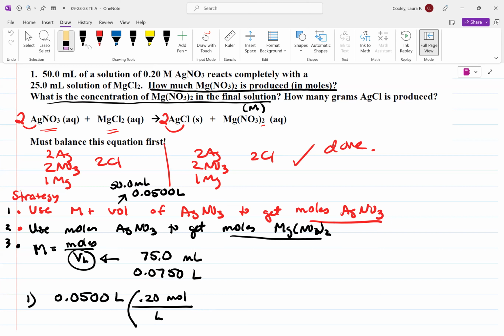And let's not forget what this is. This is the AgNO3. So when you multiply that out, you get 0.010. It's actually 0.010, and this is 2 sig figs here, so I only keep 2.